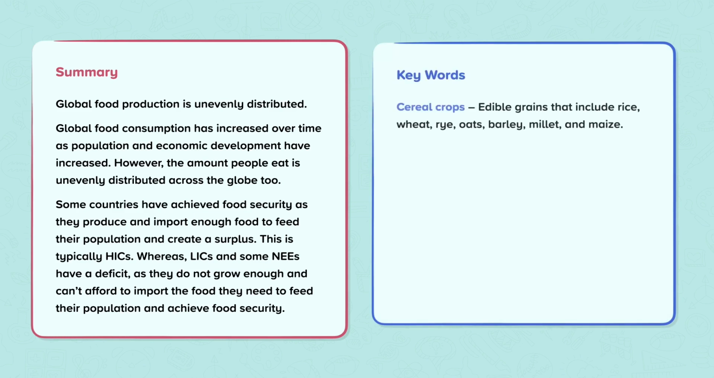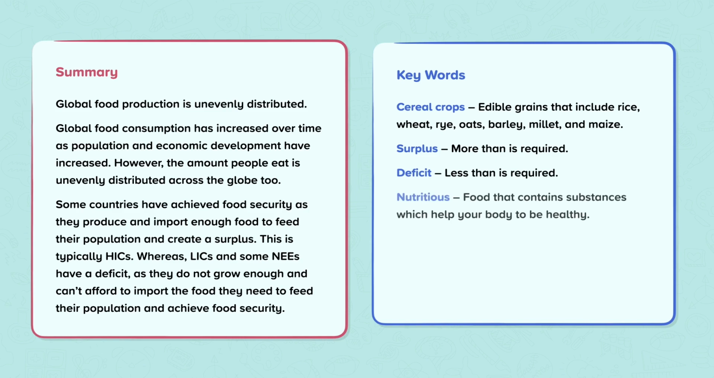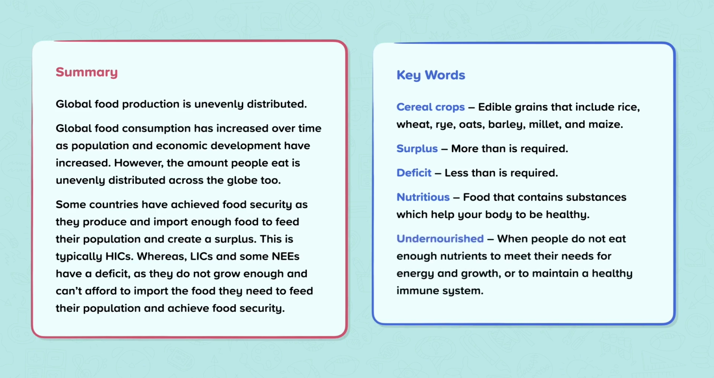Keywords: cereal crops, edible grains that include rice, wheat, rye, oats, barley, millet and maize. Surplus: more than is required. Deficit: less than is required. Nutritious: food that contains substances which help your body to be healthy. And undernourished: when people do not eat enough nutrients to meet their needs for energy and growth, or to maintain a healthy immune system.